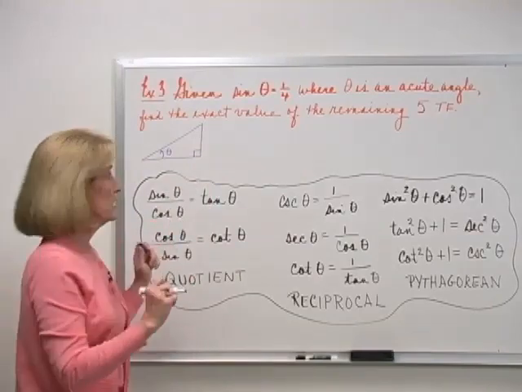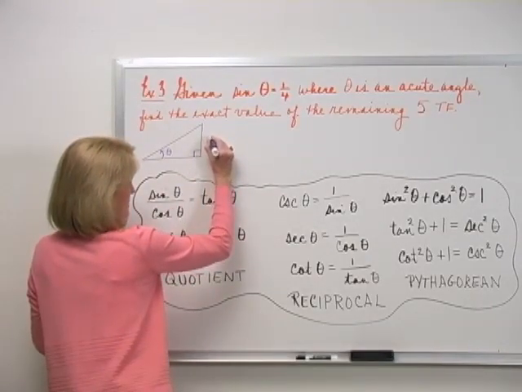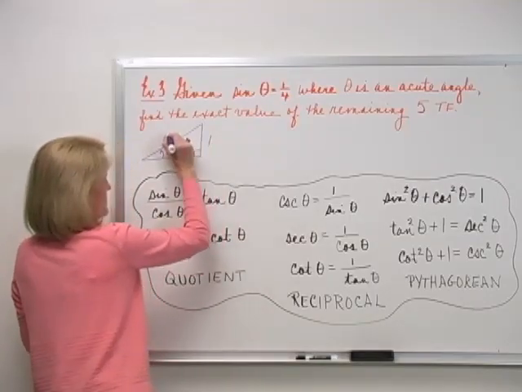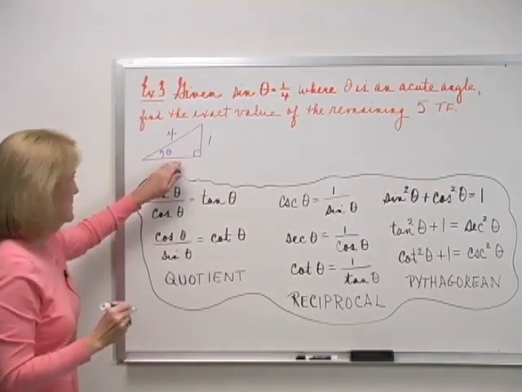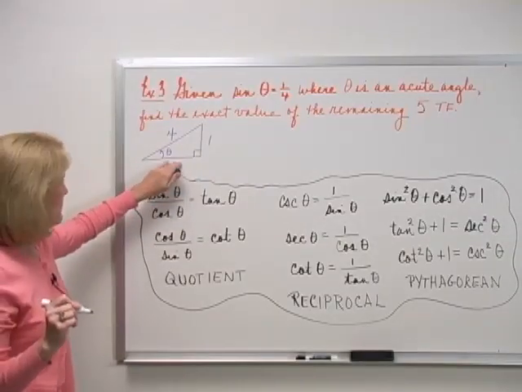Think about the definition again. So that means this side is 1, and the hypotenuse is 4. So what's missing is this side. Now remember how I told you to learn how to do this mentally? Let's see if we can find this side mentally.